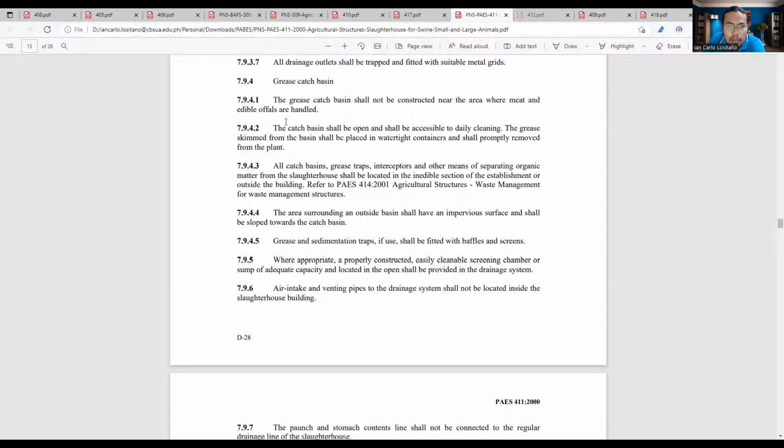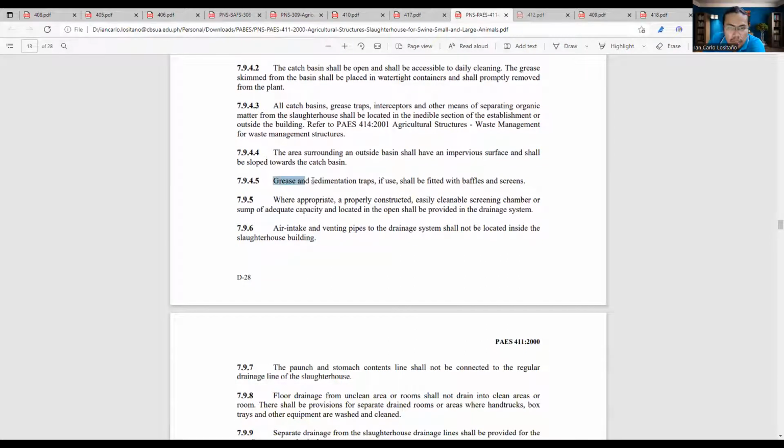Okay, catch basin, sedimentation traps, because there is grease, and other materials that fall off from the animals, such as the feed grits or the feces and the fecal matter, for example.